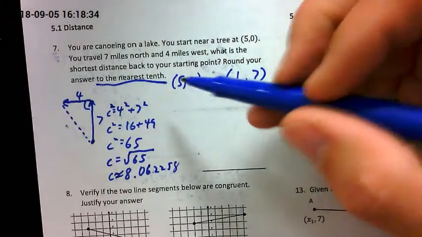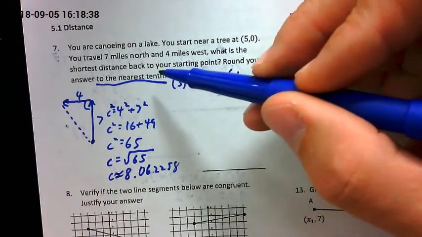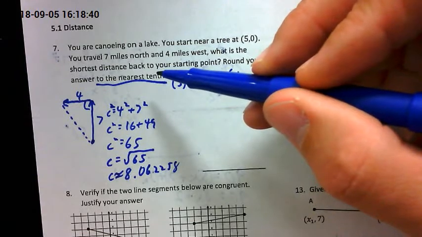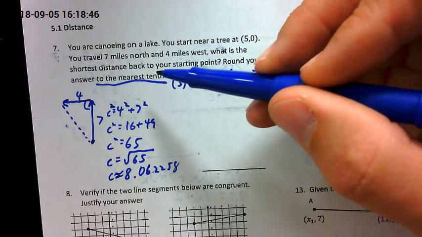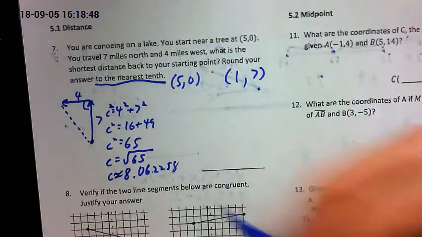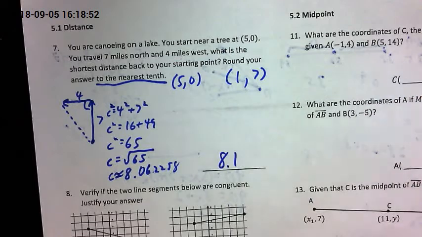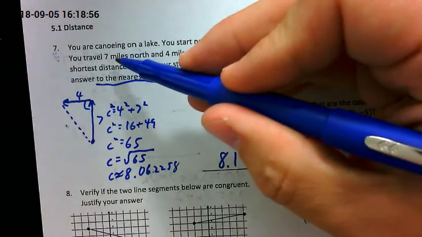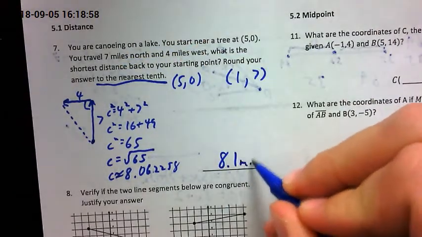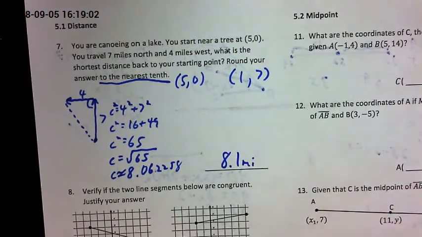Tenth is how many decimal places? 1. Remember, when we say tenth, 10 has 1 zero, right? So that means 1 decimal place. Hundredths place, 100 has 2 zeros, so that would be 2 decimal places. Thousandths place, 3 zeros, 3 decimal places. So tenth, we're going to round it at 1 decimal place, which would be 8.1. And this is in miles, so your final answer should have miles next to it.